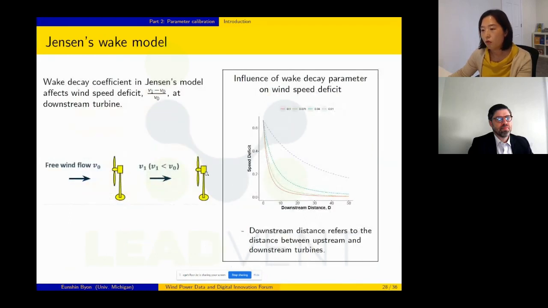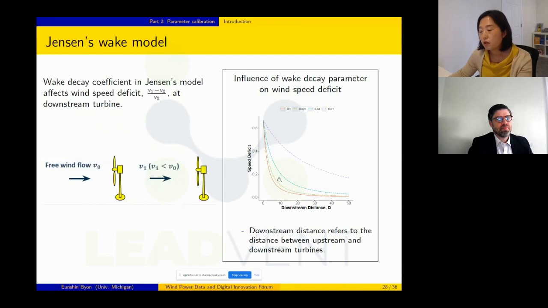And the reason we need to find a good wake decay coefficient is because this wake decay parameter influences the wind speed deficit at downstream turbines a lot. So here, this shows the wind speed deficit along the downstream distance with different K values, with different wake decay parameters. Suppose we use K equals 0.01, then this is the wind speed deficit. But when we use 0.1, then this is the wind speed deficit. So you can see a large variance.